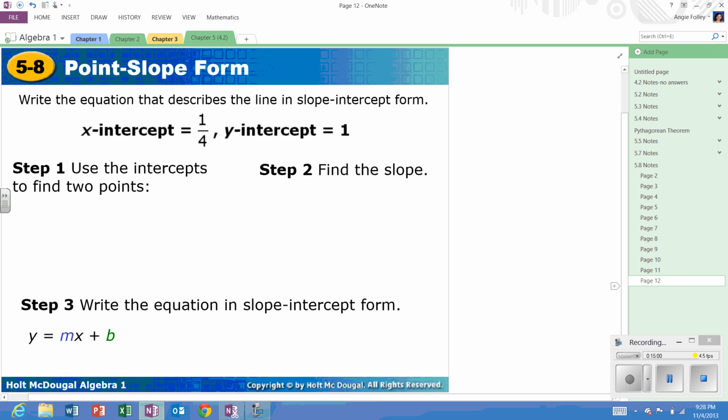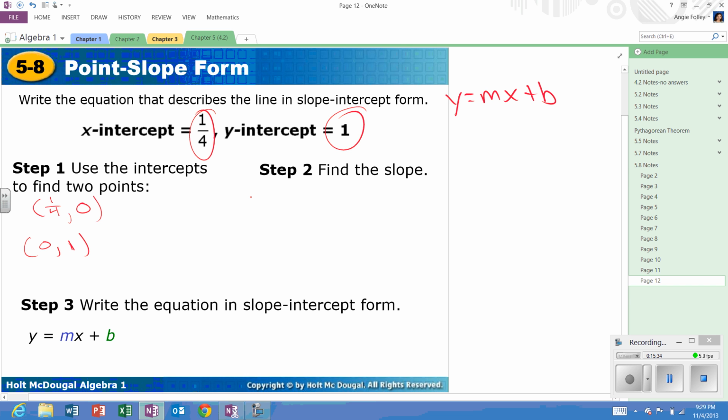Okay, finally, we're going to write the equation that describes the line in slope-intercept form. Okay, so remember, slope-intercept form is our y equals mx plus b form of the equation. Okay, step one, we need to use the intercepts to find 2 points, because we don't really know our slope yet, so we have to calculate slope from 2 points. Well, you know that at your x-intercept, your y value is 0, and at your y-intercept, your x value is 0. So we're given these 2 values already. We can find the actual points.